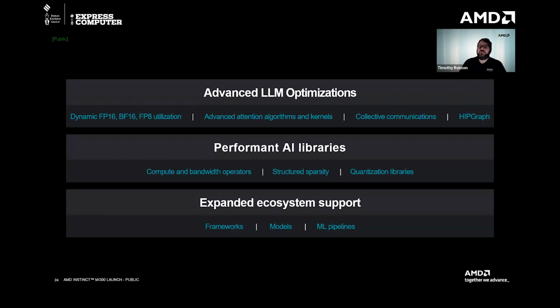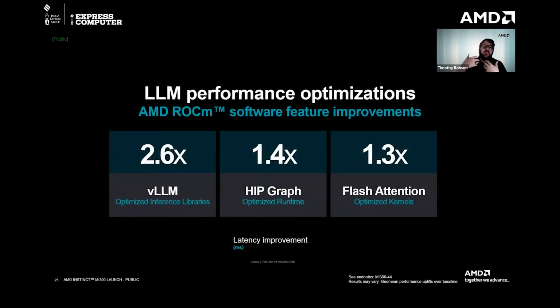And then we do have expanded ecosystem support, which means that when you start looking at the kind of optimizations and what we can do within ROCm 6, we're seeing about a 2.6x improvement on libraries and vLLM for inference, 1.4x on HipGraph. This really is just optimizing the runtime for debugging and profiling. And then flash attention, which obviously is used in a lot of AI codes for doing other optimizations. That's also about 30% better performance.